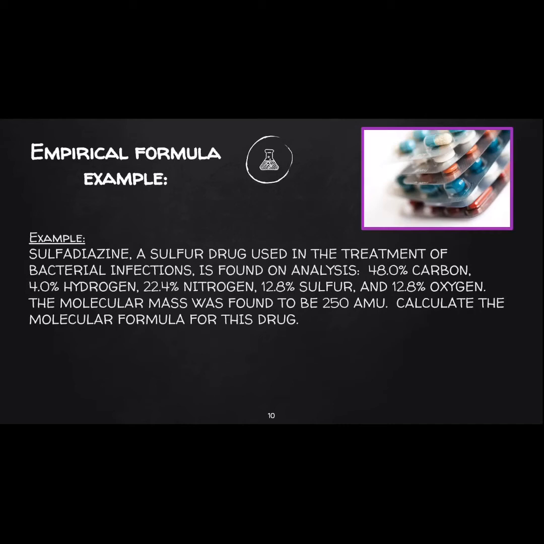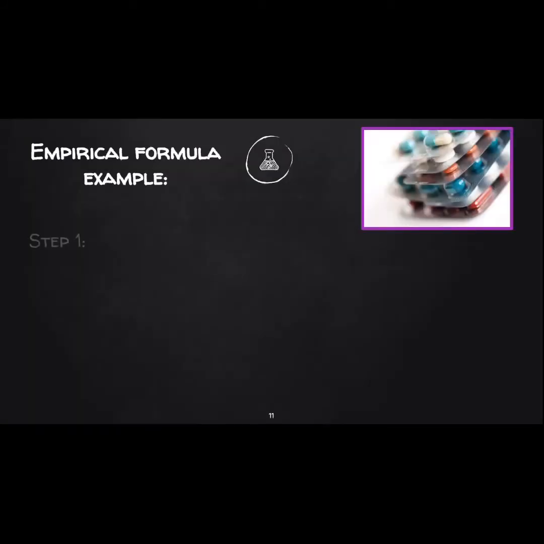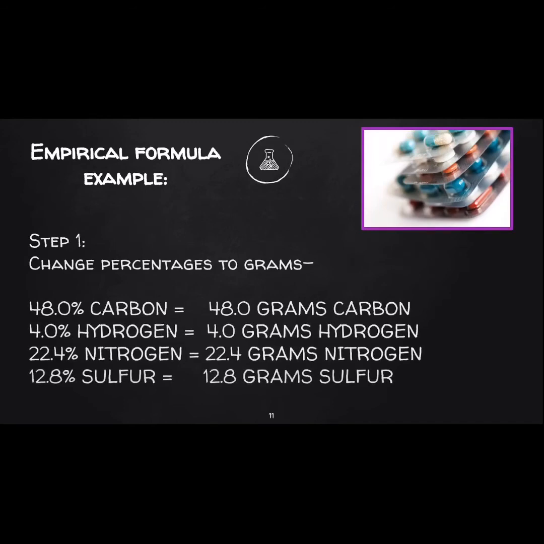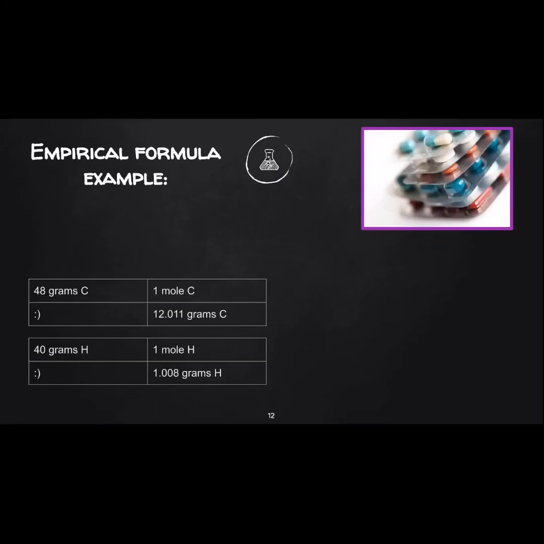So first we need to find the empirical formula, and then we can go back and find the molecular formula. We're going to assume that we have 100 grams of this substance. So now all I have to do is change my percent to grams. Since we're saying that we have 100 grams of the substance, it's very easy to change percent into grams.